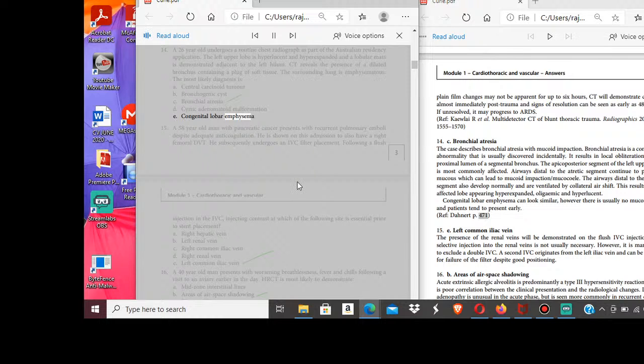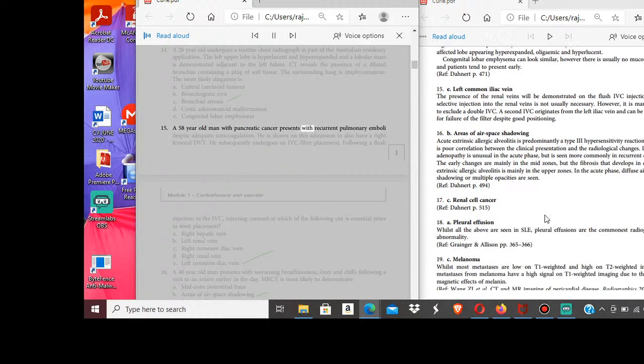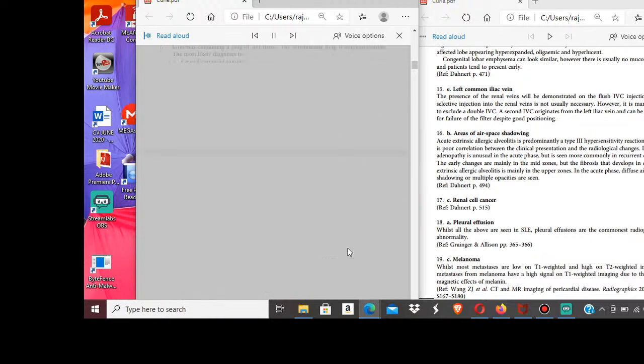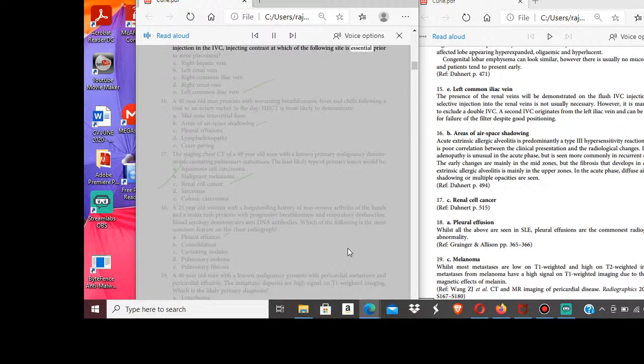Emphysema. 15. A 58-year-old man with pancreatic cancer presents with recurrent pulmonary emboli despite adequate anticoagulation. He is shown on this admission to also have a right femoral DVT. He subsequently undergoes an IVC filter placement. Following a flush injection in the IVC, injecting contrast at which of the following sites is essential prior to stent placement?